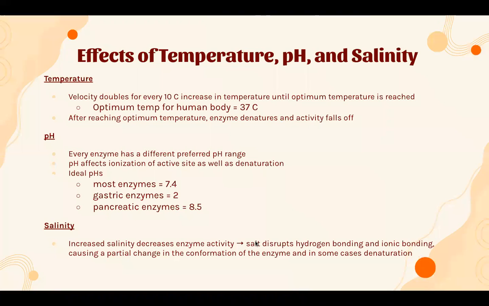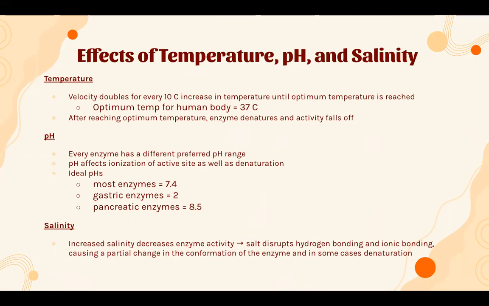Effects of local conditions. In terms of temperature, velocity doubles for every 10 degrees Celsius increase in temperature until an optimal temperature is reached. This is a rule of thumb. The optimum temperature for the human body is 37 degrees Celsius. After reaching this optimum temperature, the enzyme denatures due to high heat and activity greatly decreases.